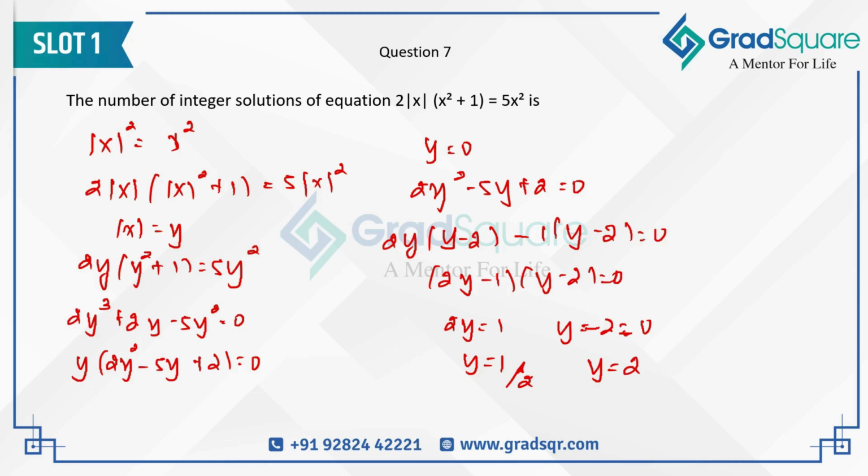So we know that it should have integral solution, so y equal to 1 by 2 is omitted. So y equal to 2, that is mod x equal to 2, so this can be plus 2 and minus 2. So how many solutions we have? 0, 2 and minus 2. So there are 3 solutions. So we can approach this sum in this way also.